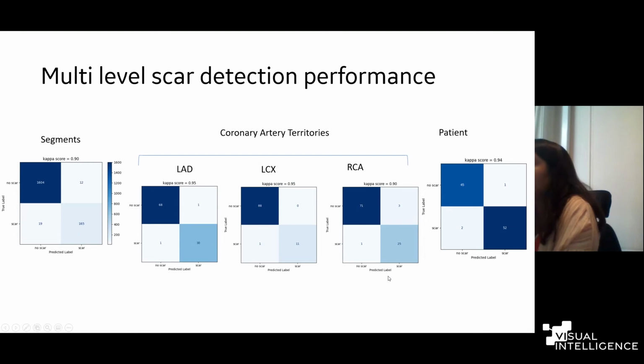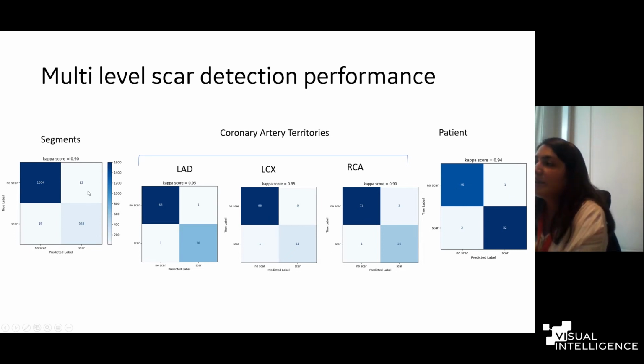So here we're looking at the performance at multiple levels, because first of all, we have the segments. Again, the data set was partitioned into 900 training and validation patients, and 100 patients for the test set. So we see the results from the 100 patients in the test set.